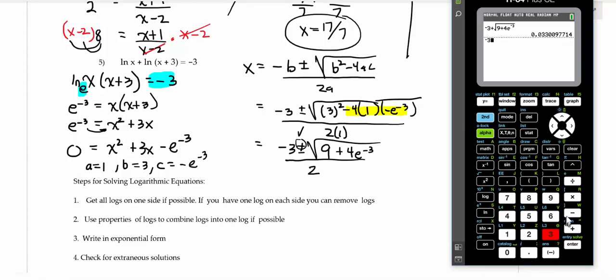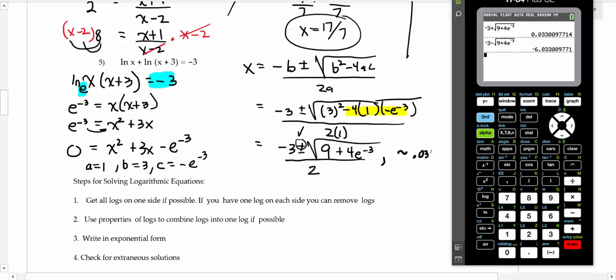The other one is negative 3 minus the square root. This may give you a negative number, and if it does, we'll have to throw it out. So that'll be plus 4, and then again, e to the negative 3. Oh, did I put the wrong thing in there? That should be e to the negative 3. And I need to take this out. So now I think I've got that in right. Don't worry about the divide by 2, that doesn't matter. So see, I got a negative answer. So the answers really were approximately 0.033. The other answer is approximately negative 6.03.